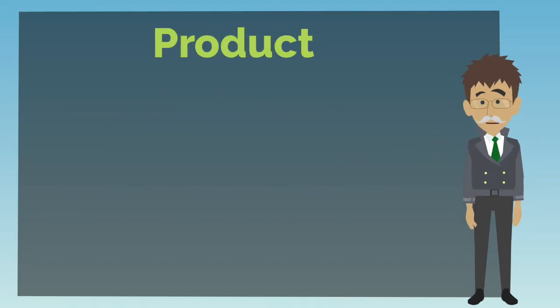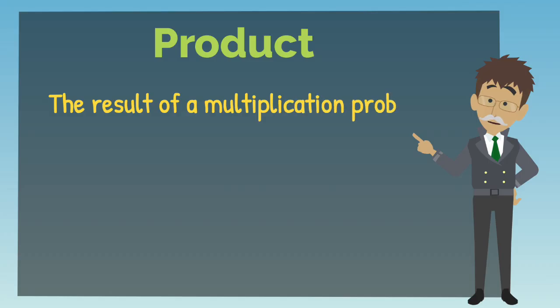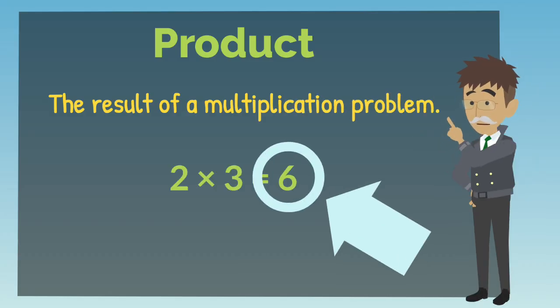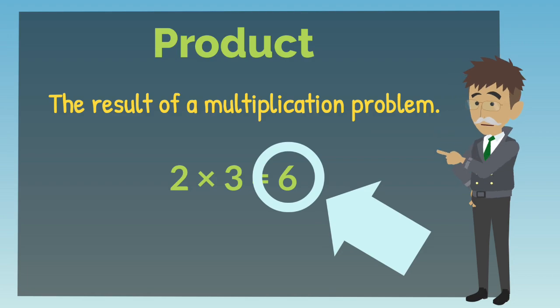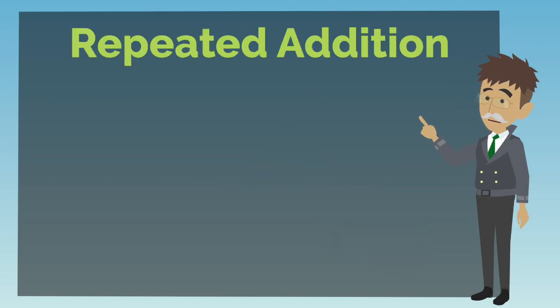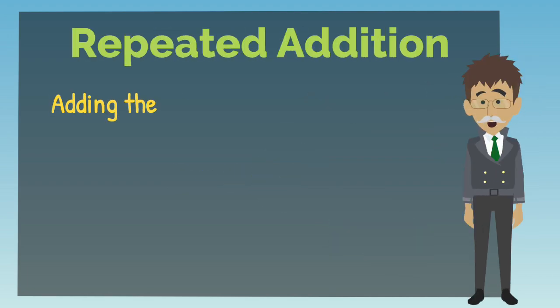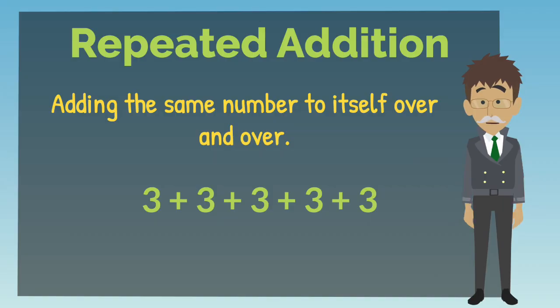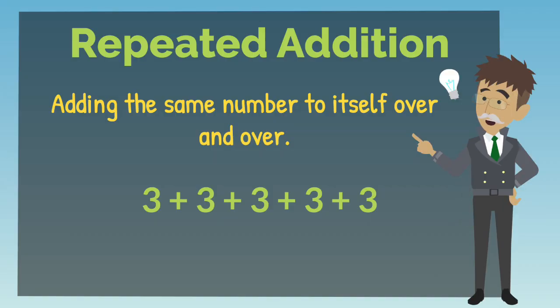Product. The result of a multiplication problem. The product of 2 and 3 is 6. Repeated addition. Adding the same number to itself over and over, like 3 plus 3 plus 3 plus 3 plus 3. Repeated addition is another way to think about multiplication.